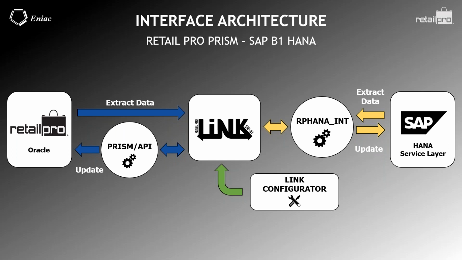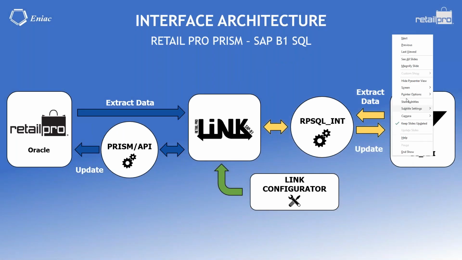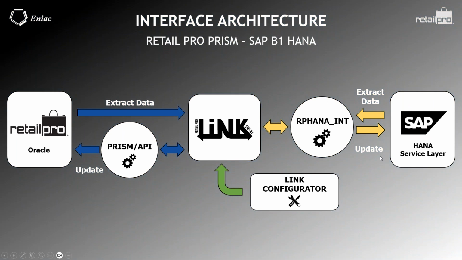So we have a special interface, shown in the graphic, the RP HANA interface, that uses, in the case of HANA, the service layer. That is a middleware provided by SAP for updating and extracting data from the HANA database. On the left side, you will see how we access Retail Pro. Since we are using Retail Pro Prism, we use the APIs of Retail Pro Prism for extracting data and updating data in the Retail Pro database. And that is the way that the link works. The architecture is very simple, but it's very powerful.